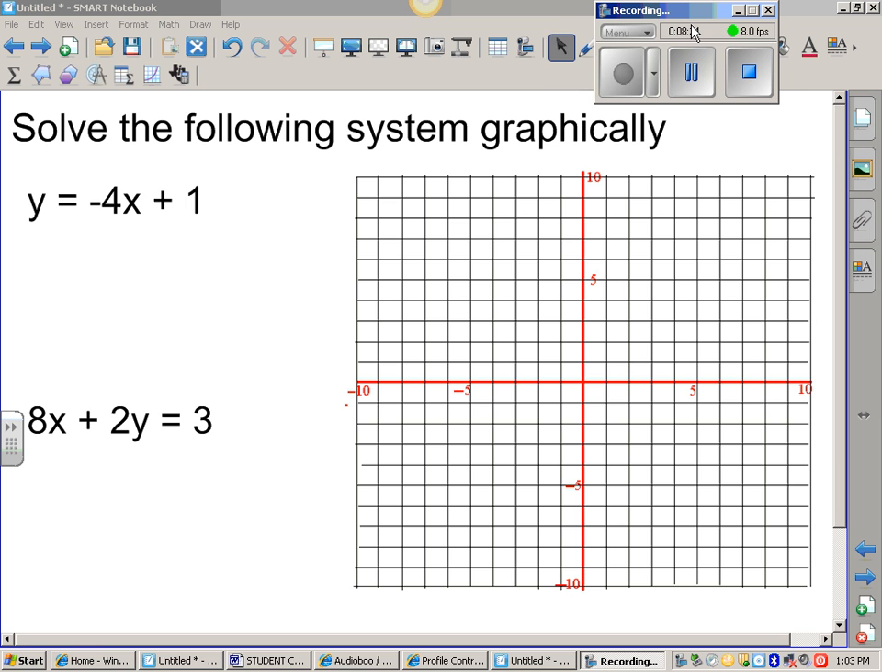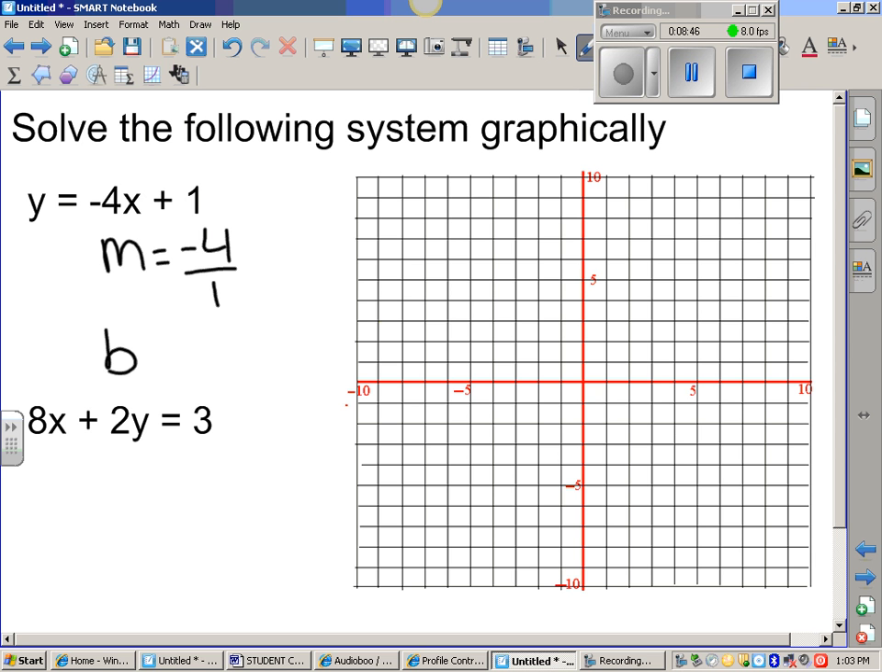Okay. So we gotta solve the following systems graphically. How do you identify a linear equation? Because everything has an m and a b. So m is equal to negative 4. You don't have to write that over 1, because slope should always be a fraction, because it's the change in the y over the change in the x. b equals 1. So where do you start?